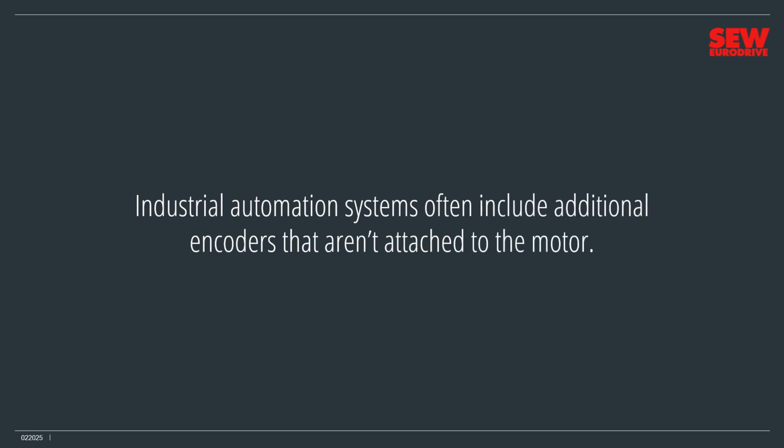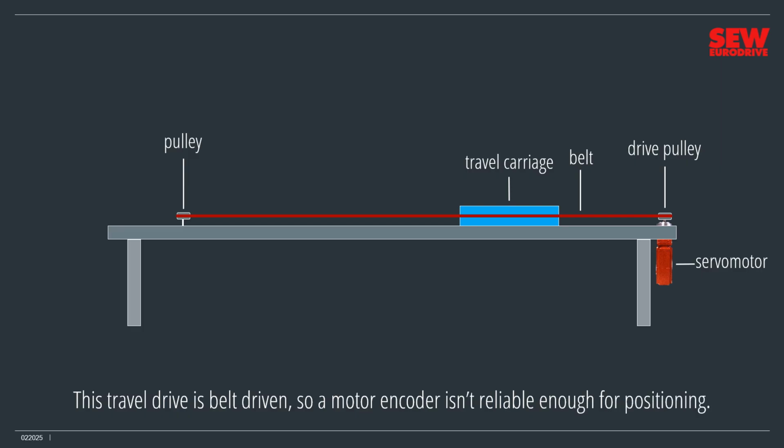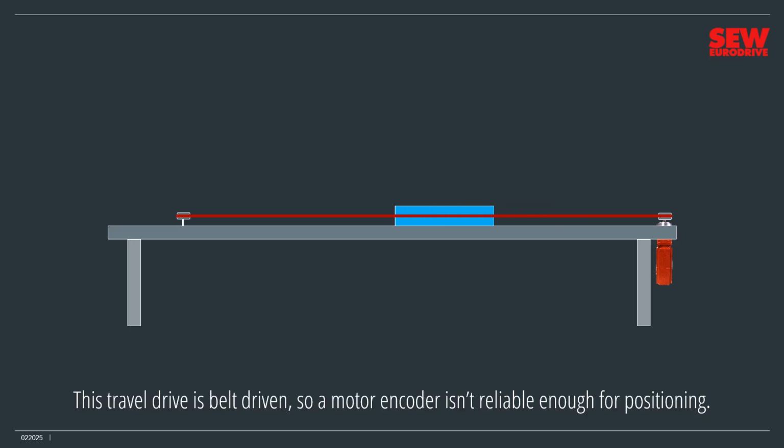Sometimes the motor encoder alone isn't sufficient to manage the application, so industrial automation systems often include additional encoders that aren't attached to the motor. Here's an example that explains why this can be necessary. This travel drive is belt-driven, so a motor encoder isn't reliable enough for positioning. Why not? Notice that a belt running over two pulleys moves the carriage. If the belt slips during positioning, the motor encoder won't detect it and the position it reports won't be accurate.